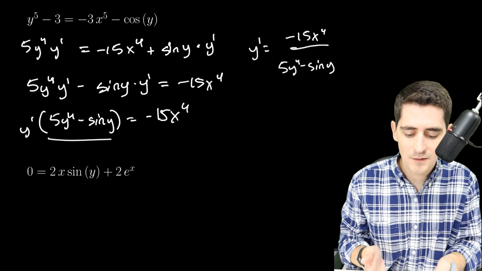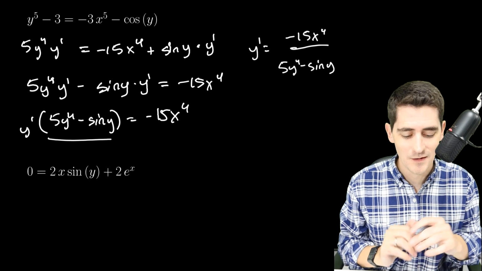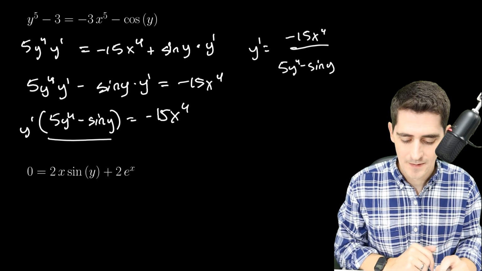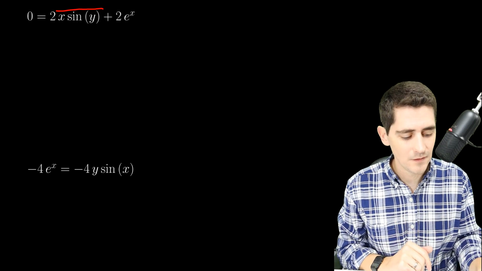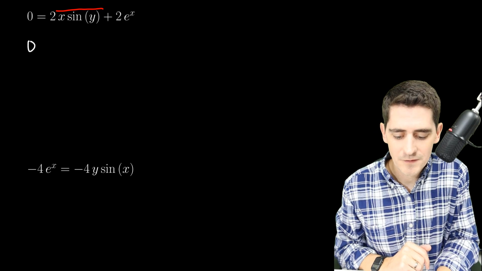And this is the rate of change of this implicit function at any given point x, y. Let's try some more. Okay, this time I'm taking the derivative of both sides, but notice here this is going to require product rule because I have two things being multiplied together. So the derivative of 0 is 0.